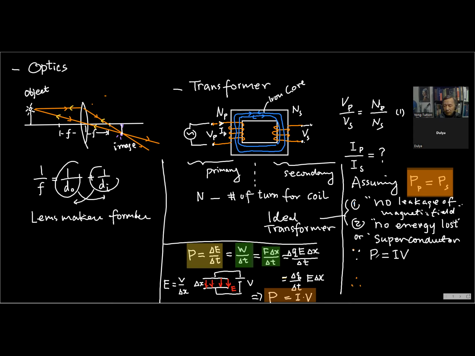Therefore, can we rewrite the P as a product of current and voltage? Primary current times primary voltage should equal secondary current multiplied by secondary voltage. Can you follow me? So if we combine these several equations, what do we have now? In the first place, we know that the primary voltage divided by the secondary voltage is proportional to the number of turns. Can you see? Is it directly proportional?